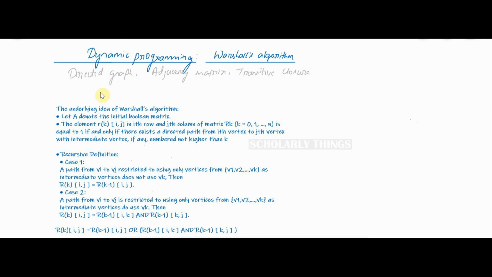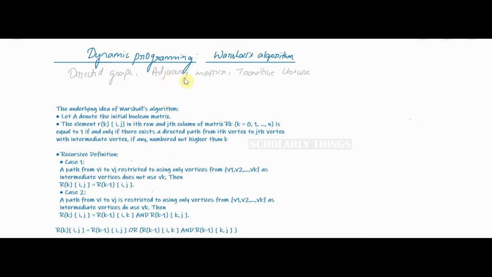Warshall's algorithm to find transitive closure. First of all, we need to know the meaning of these words. What is a directed graph? A graph whose every edge is directed is called a directed graph or digraph.